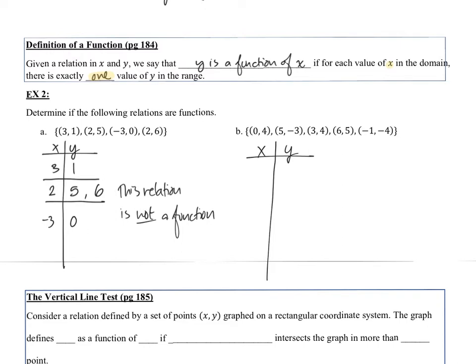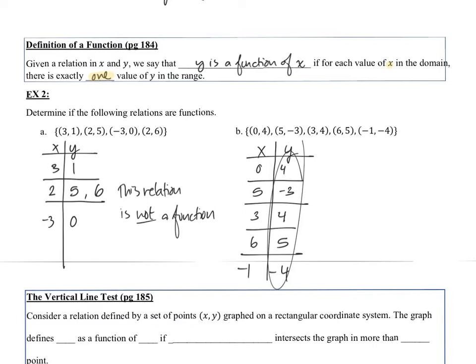Alright, so the first one we have 0, 4. Then the next ordered pair we have 5, negative 3. Then we have 3, 4. Then 6, 5. And a negative 1, negative 4. Well, each of our x values have exactly one y value, so we're good.